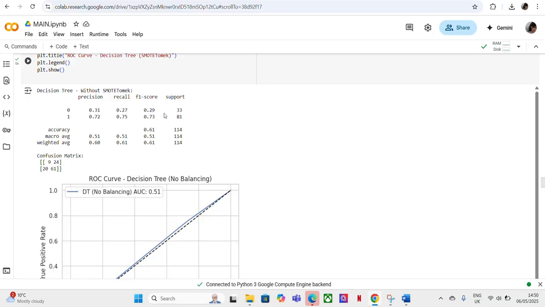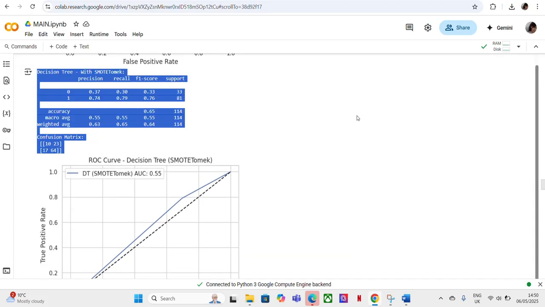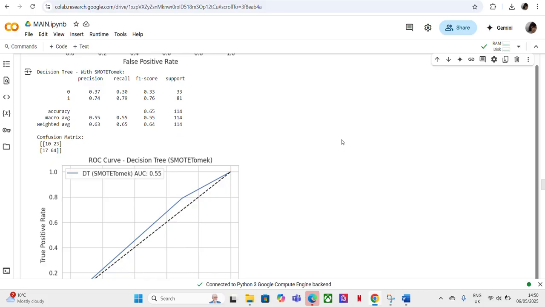Next is decision tree, without SMOTE. Without SMOTE, the decision tree accuracy is 61%. Here also only 9 out of 33 were predicted correctly, so there is poor performance. After applying SMOTE, the accuracy increased to 65%, and 10 out of 33 class 0 were predicted correctly. So there is a minor improvement.